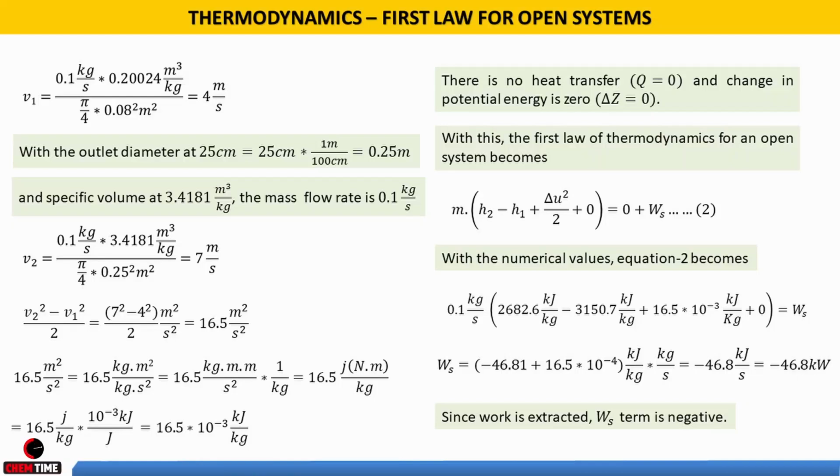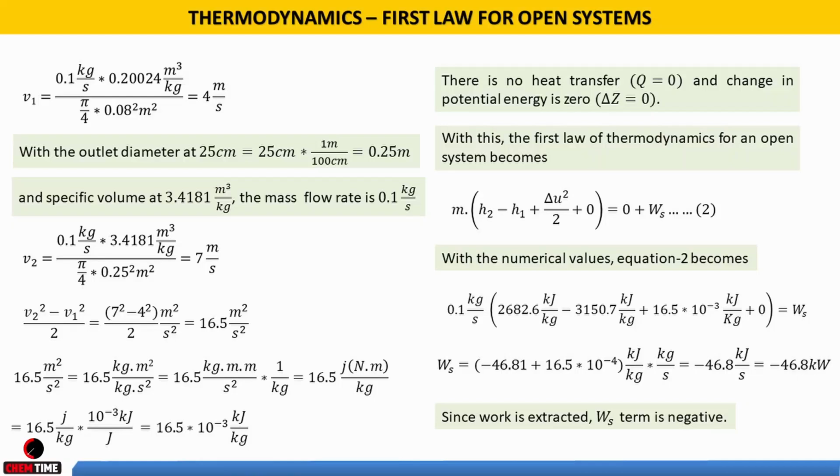As a result, 16.5 meter square per second square becomes 16.5 joules per kg, which can be expressed in terms of kilojoules per kg, that is 16.5 into 10 power minus 3 kilojoules per kg. There is no heat transfer. As a result, Q will be 0 and there is no change in potential energy. So delta Z, g delta Z is equal to 0.